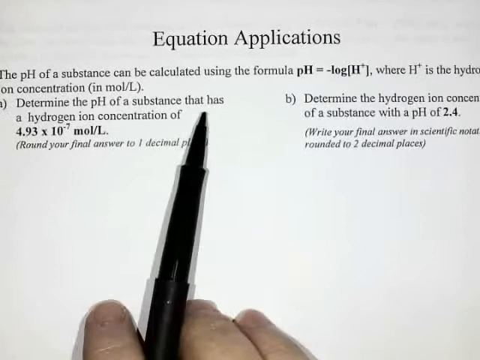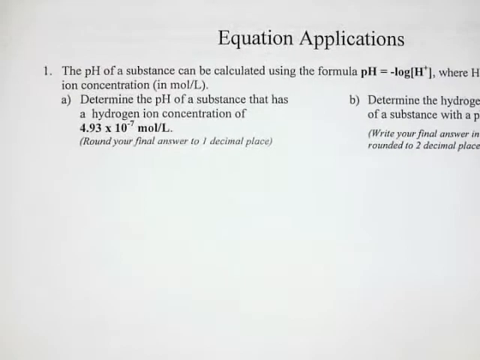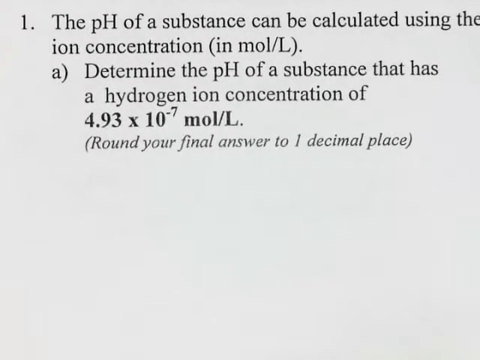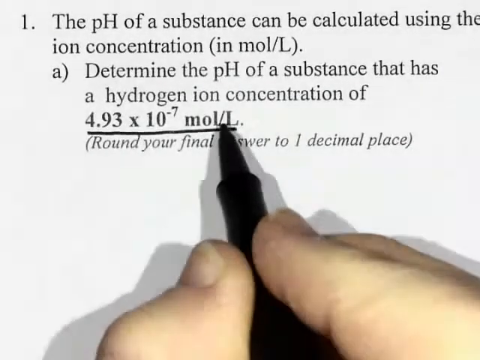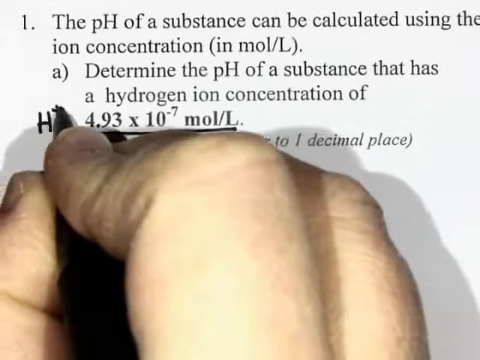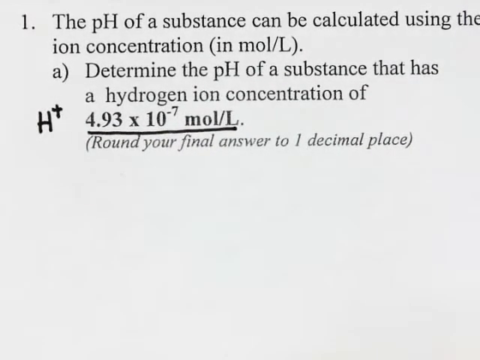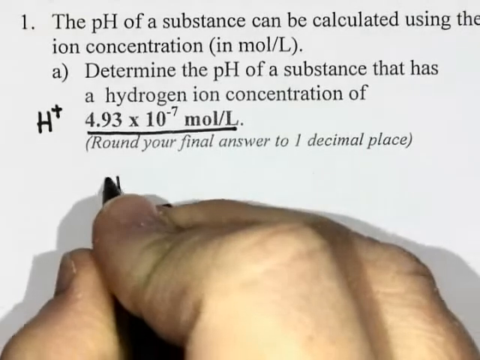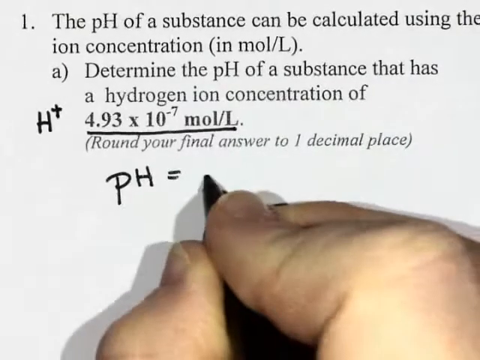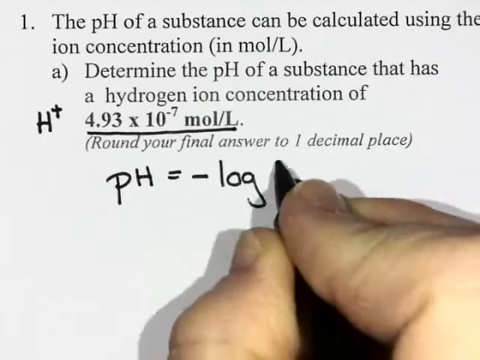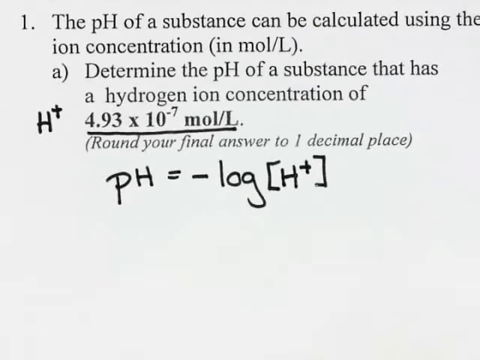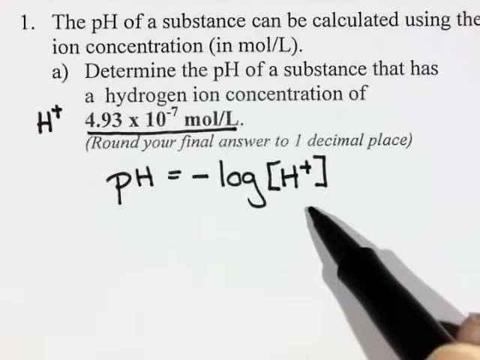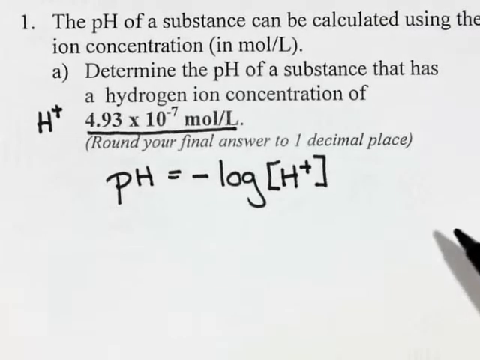So when I'm doing the first part of the question here, it says determine the pH if it has a hydrogen ion concentration of 4.93 times 10 to the negative 7 moles per liter. So this number here is my H plus, and what we want to do is calculate the pH. So I'm just going to take my formula, pH equals negative log, and then the square brackets. They don't have to be square brackets, but square brackets in chemistry are used to show concentration. That's just notation, so that's why I always use the square brackets.